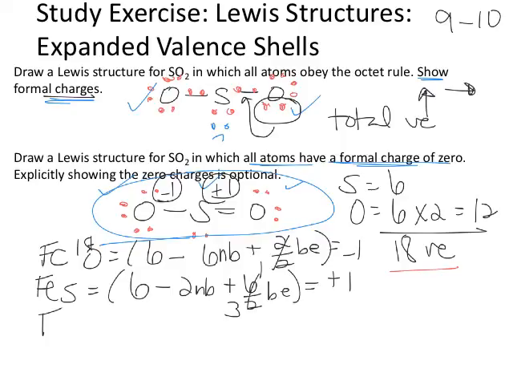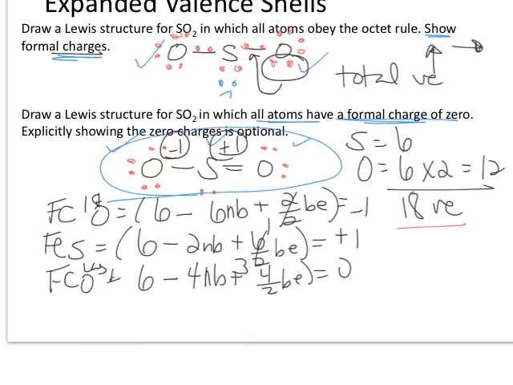And then this oxygen, if you do formal charge of the last oxygen, you'll see that it's 6 minus 4 non-bonding plus 4 divided by 2 bonding electrons, which equals 0. And we don't write that in when it has a 0. Plus 1 and minus 1 total up to 0. It's a neutral molecule. It's a perfectly fine Lewis structure. However, we want all atoms to have a formal charge of 0.